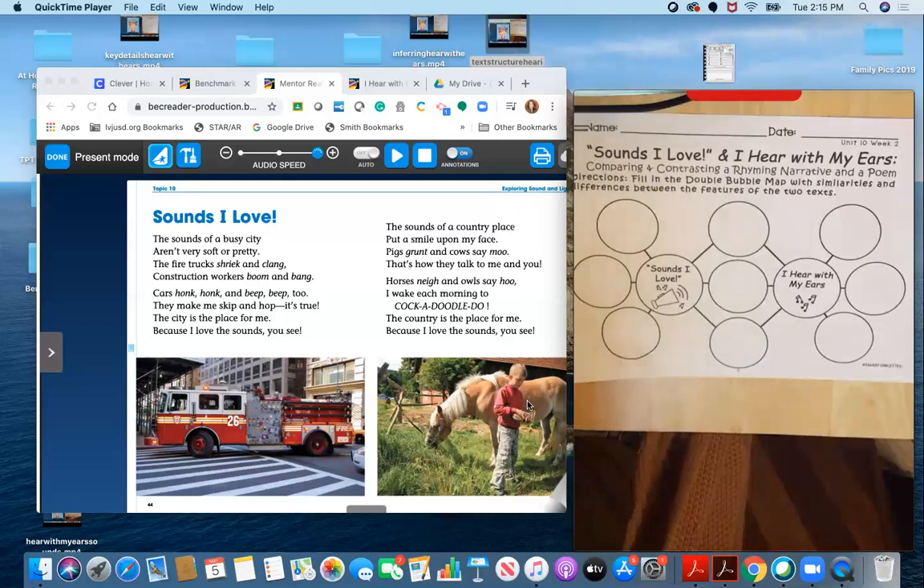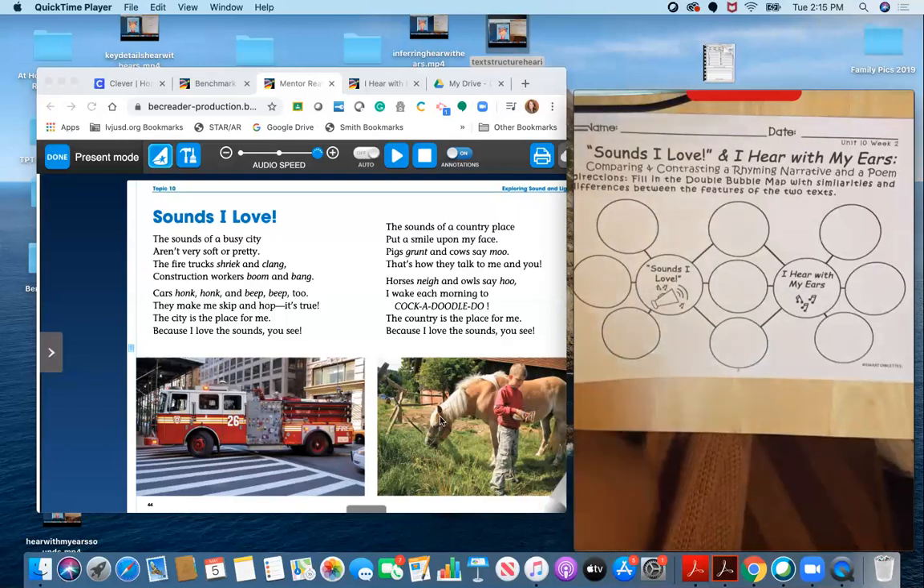The sounds of a country place put a smile upon my face. Pigs grunt and cows say moo. That's how they talk to me and you. Horses neigh and owls say hoo. I wake each morning to cock-a-doodle-doo. The country is the place for me because I love the sounds you see.